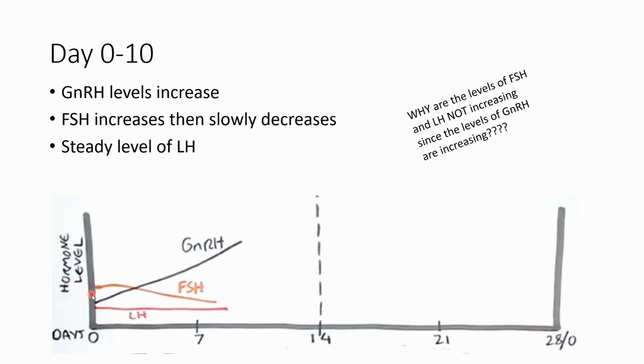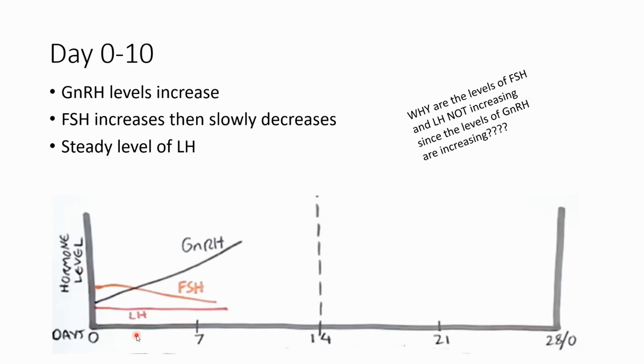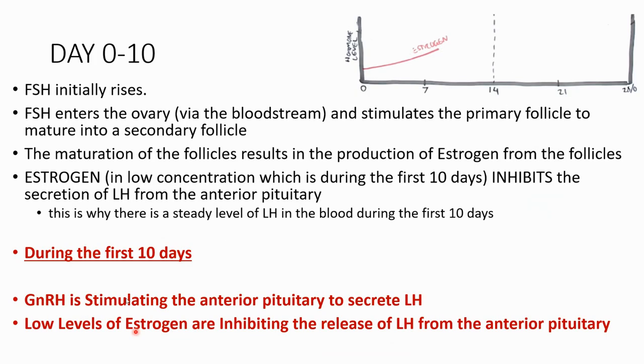And look what happens. You have this little spike in follicle stimulating hormone, but then you have a decrease. Well, that's kind of going backwards from what you would think. So again, why are the levels of follicle stimulating hormone not increasing since the levels of gonadotropin releasing hormone are increasing? Again, that's not exactly what you would expect. Well, take a look. We've got estrogen that is also going to play a role in whether that is going to be released or not. So we have a new player involved.